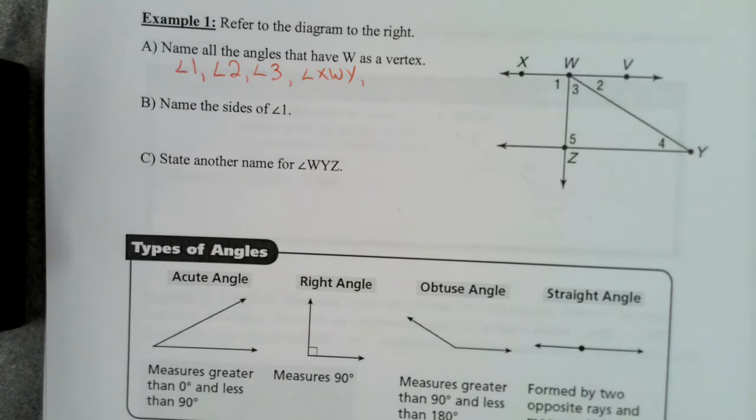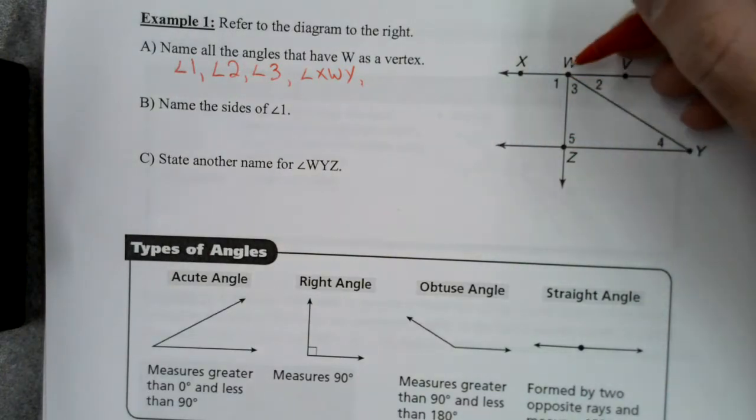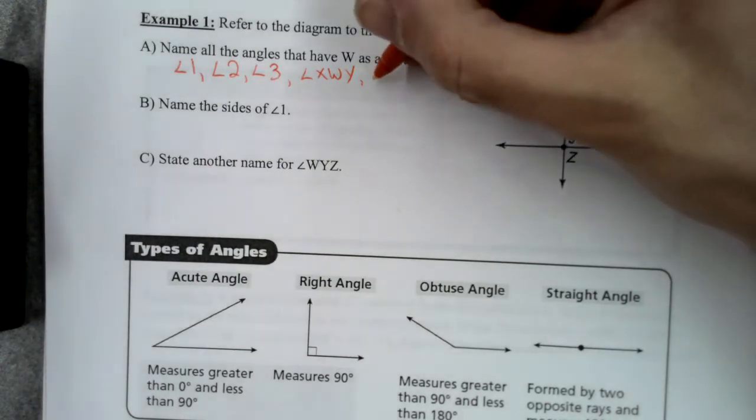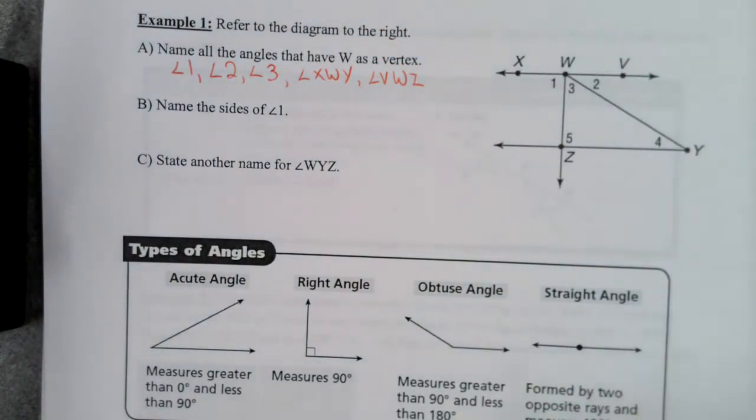And there's one more. How about if you combine angles 2 and 3? That has W as a vertex. So I'll call that angle VWZ. And that looks like all of them.